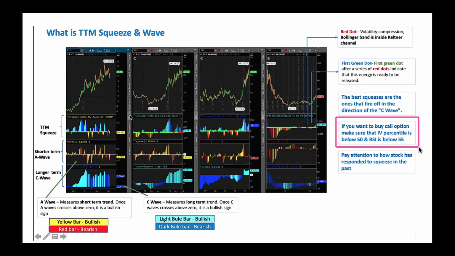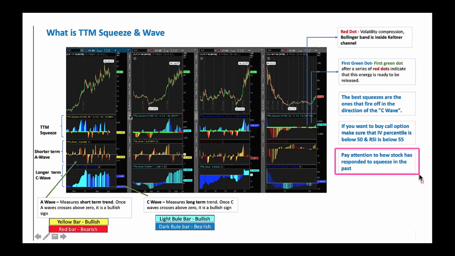Normally I love to do this when IV percentile is low, if I want to buy a call option, and RSI below 55. And pay attention to how the stock is responding in the prior scenarios. You don't want to buy a call option on a stock that does not move much. So that's why I understand how it's doing in the past.